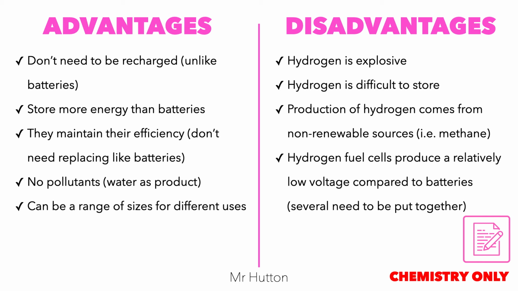Now then, the hydrogen itself, where do we get that from? At the moment, or at the time of this video, a lot of hydrogen actually comes from methane, which is a non-renewable source, one of our fossil fuels, our natural gas. And you'll learn more about how we get hydrogen from methane when you look at the Haber process and some of the organic chemistry you'll do later on.